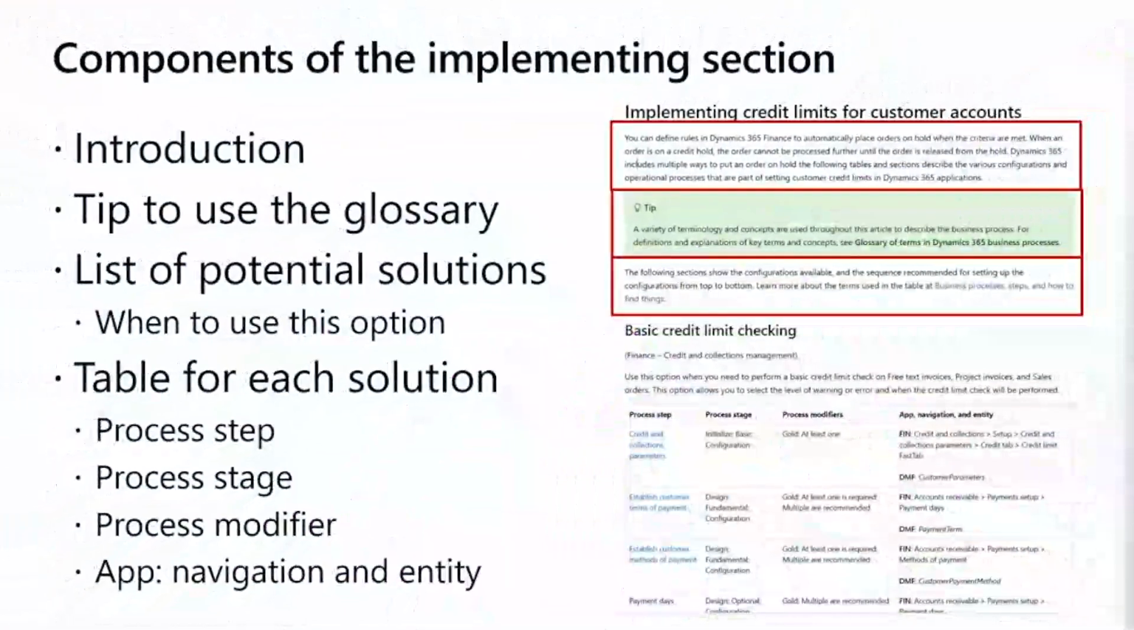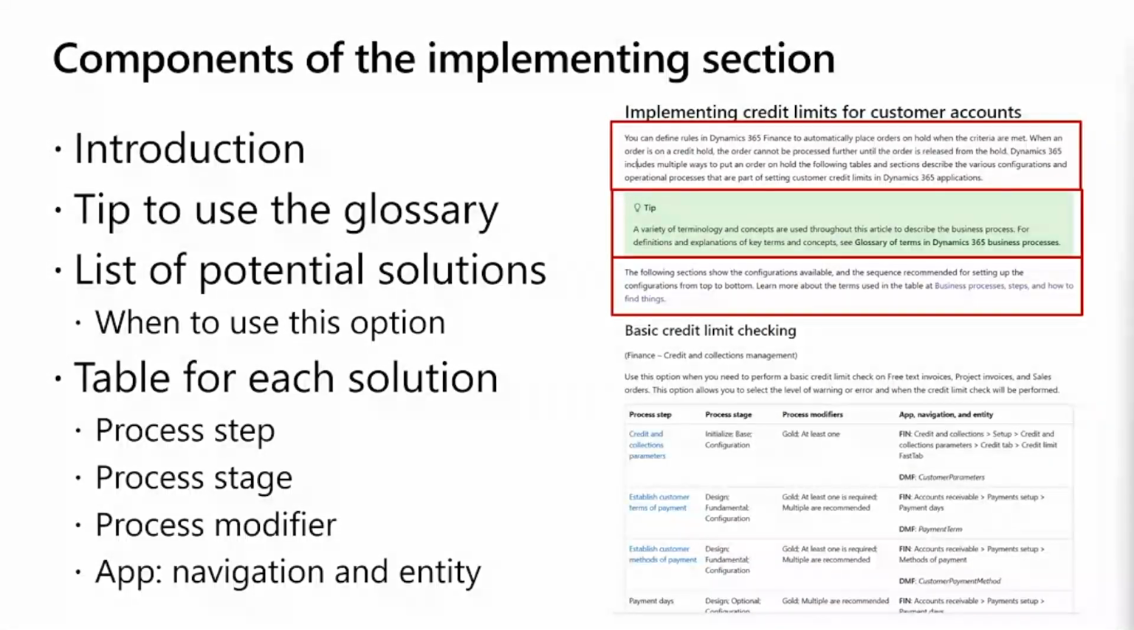And so the implementation section is broken down into an introduction where you describe the solution at a very high level. We include a tip box to use the glossary. And that glossary of terms has all the words that are specific to Dynamics 365. And if there's more than one potential solution, you're going to list out the potential solutions and describe when to use each one. So the example of setting customer credit limits actually has 5 potential solutions across all of our products. And so there are 5 different tables, and a sentence or 2 that describes when you should use each solution.